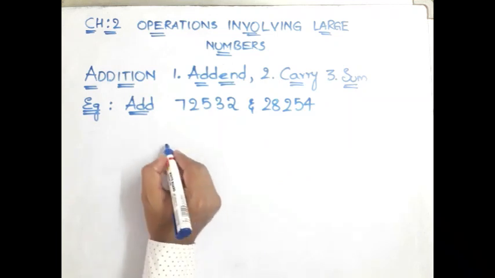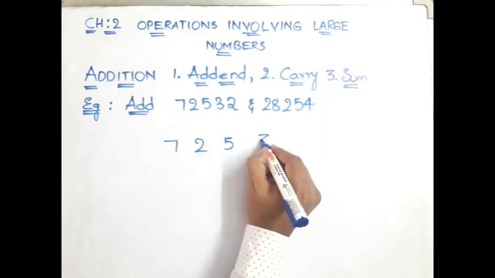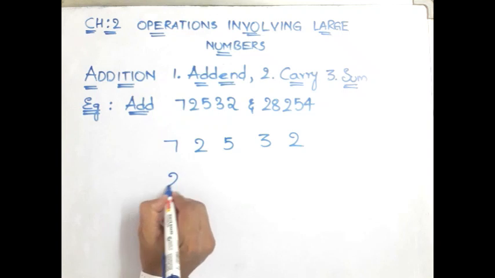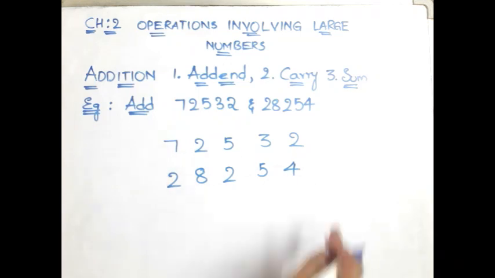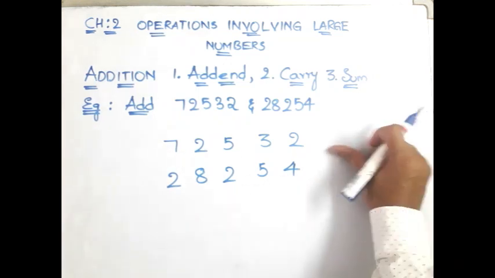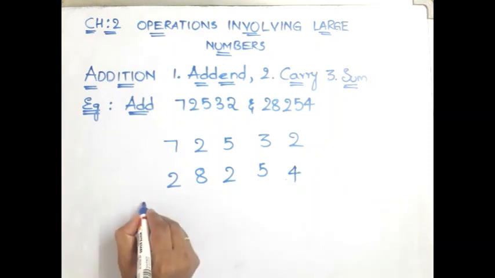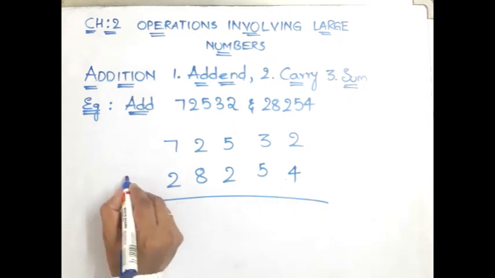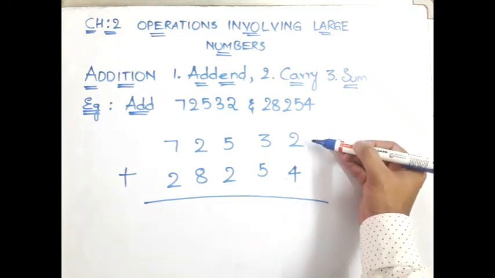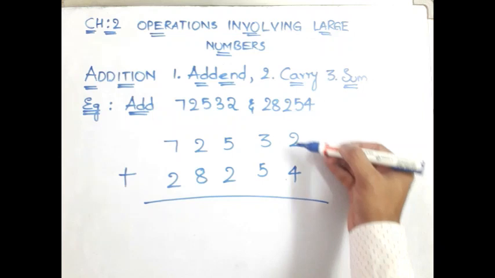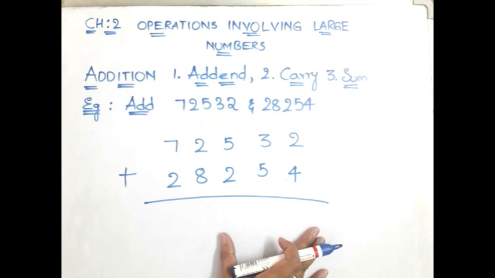First we will write the numbers. Okay. 7, 2, 5, 3, 2, 2, 8, 2, 5, 4. Actually I wrote from left to right, but it is always advisable to write from right to left. Okay, look. As we have to perform addition, the addition symbol is given. Now look. So ones term will be added to the ones term and tens term will be added to the tens term of the second number. The same process which you have learned so far.